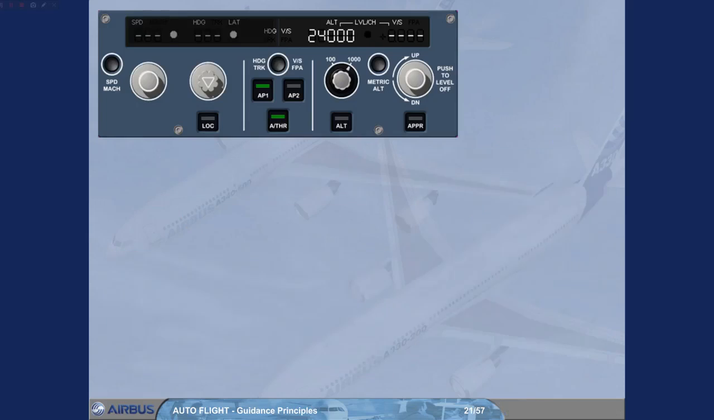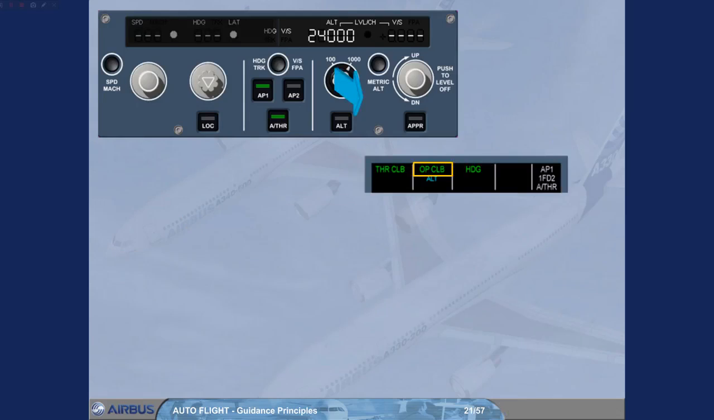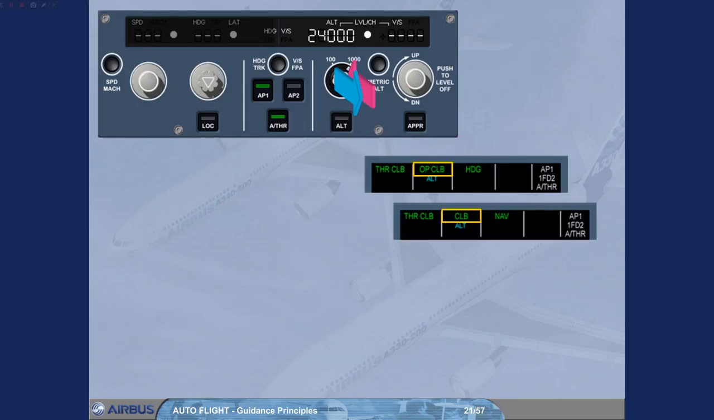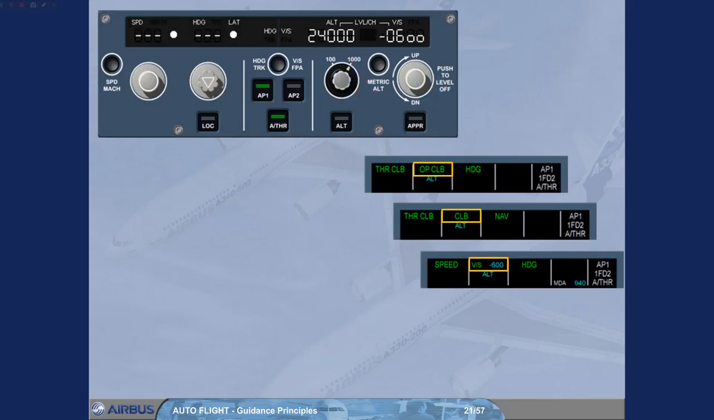In order to follow a vertical profile, the pilot can pull the Alt selector knob to engage open climb or open descent selected modes, or push the Alt selector knob to engage climb or descent managed modes if the lateral nav mode is already engaged, or select a target vertical speed or flight path angle by pulling the vertical speed knob.